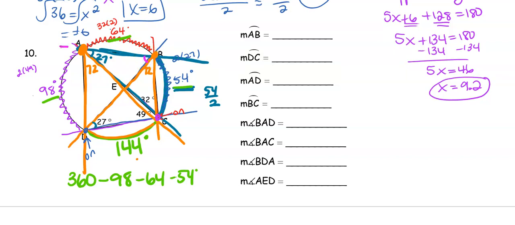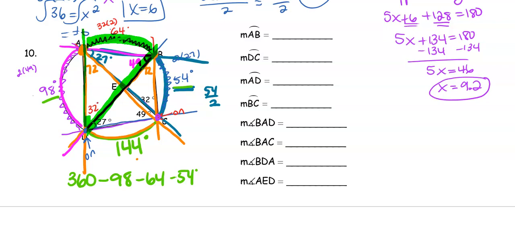If I'm looking at this angle, it's on the circle that's intercepting that 98. I cut 98 in half to get 49. If I'm looking down here at the bottom, this angle is connected to this arc. So we take half of 64 and we find that this is 32. So far, everything that we've looked at has been inscribed angles, vertexes on the circle.